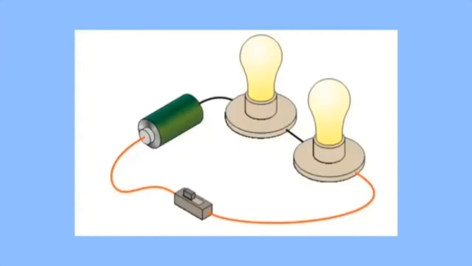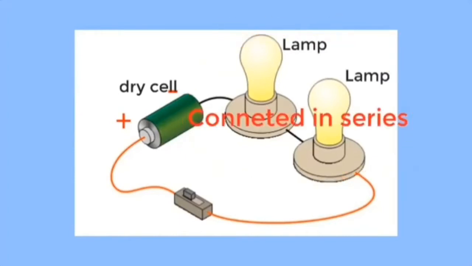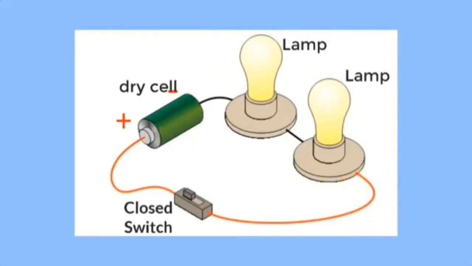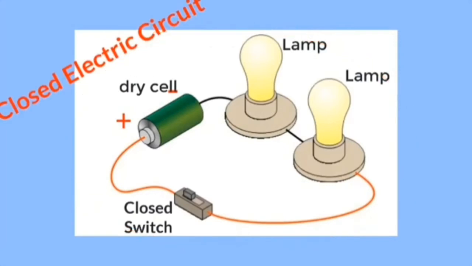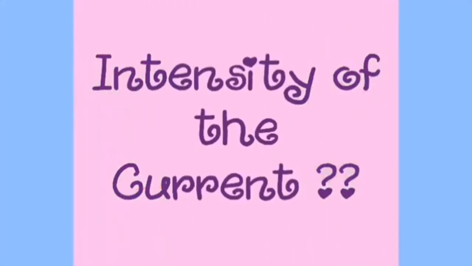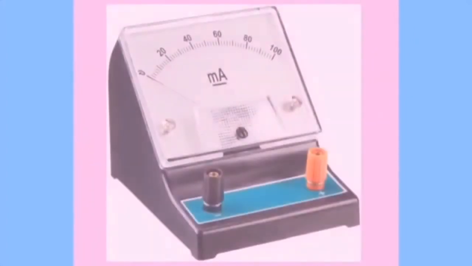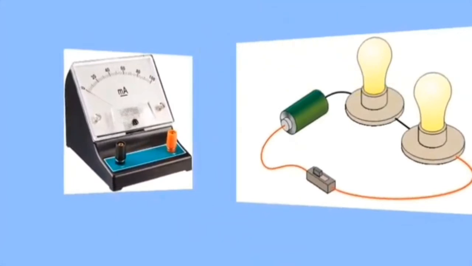Here, there is an electric circuit of a dry cell and two lamps that are connected end to end, so they are connected in series. If the switch is closed, then you'll obtain a closed electric circuit and the lamps can glow. Thus, the current passes through the circuit. To measure the intensity of the current, we have to use the ammeter. Let's connect the ammeter and the electric circuit.